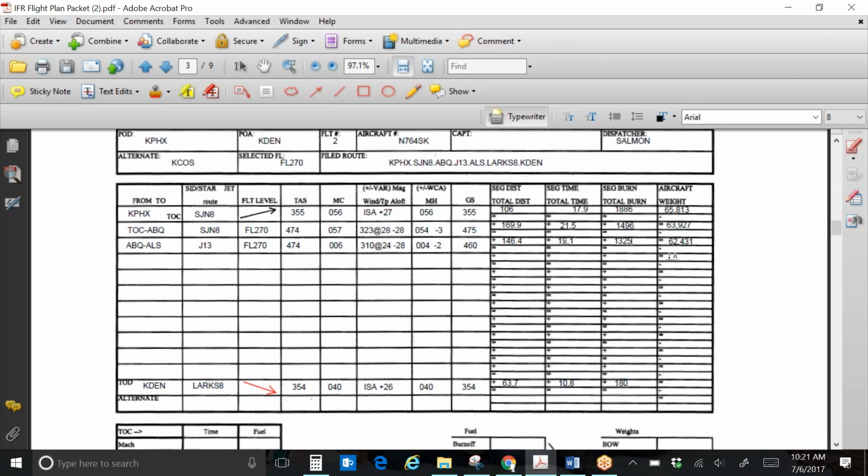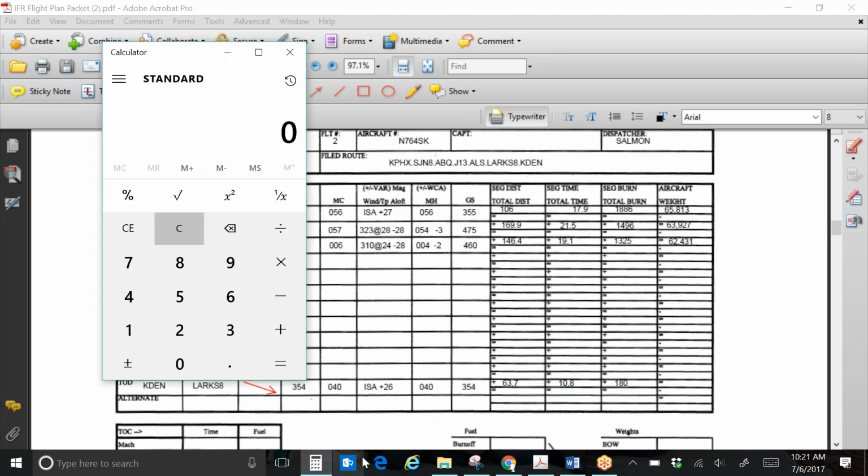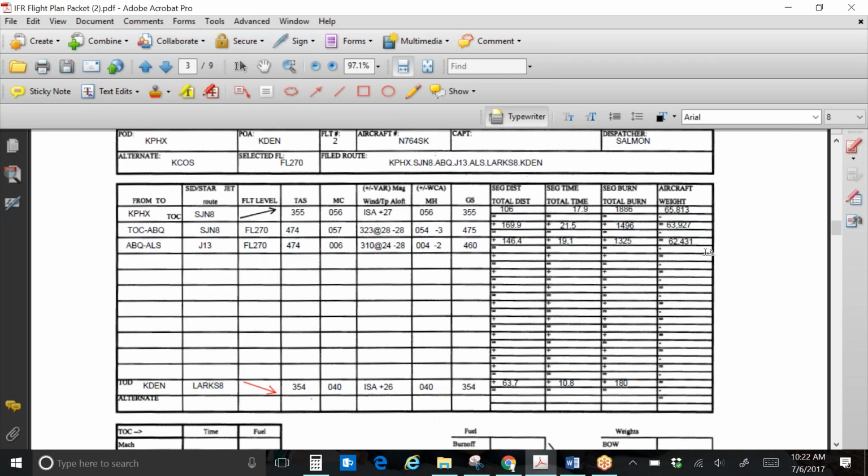Done with that leg. Now let's total up our ongoing aircraft weight here. Okay, so we weighed 62,431, and we're going to minus out 1325. So we now weigh 61,106. Okay, good. Let's go figure out the next leg.